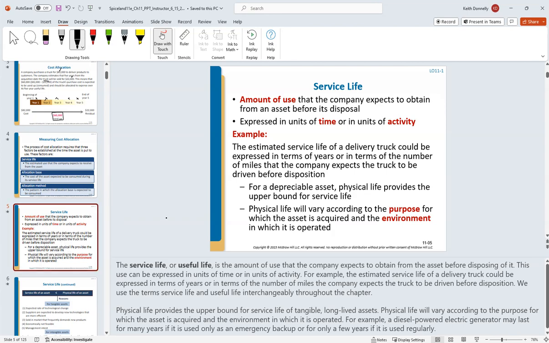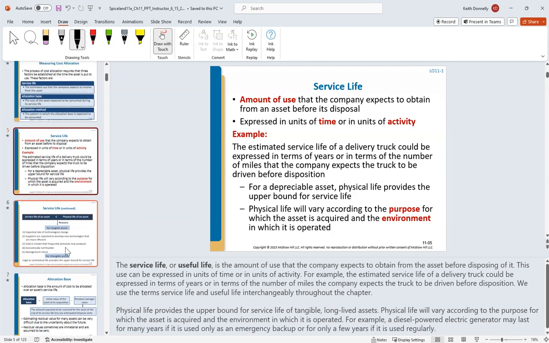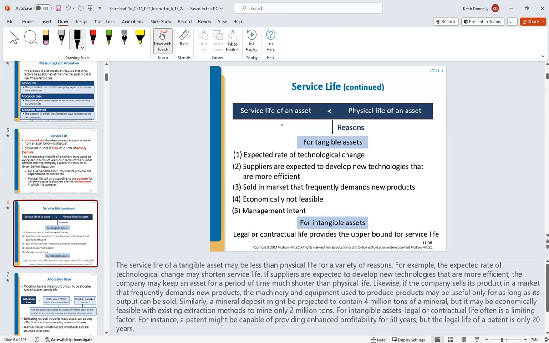Now, one of the things to be aware of is that physical life is different than useful life. Physical life is how long this truck will physically be here, but useful life is how long it will be useful to us in our business. That will be given to you on the exam. This is just saying the useful life is different than the physical life. There are various reasons for this.